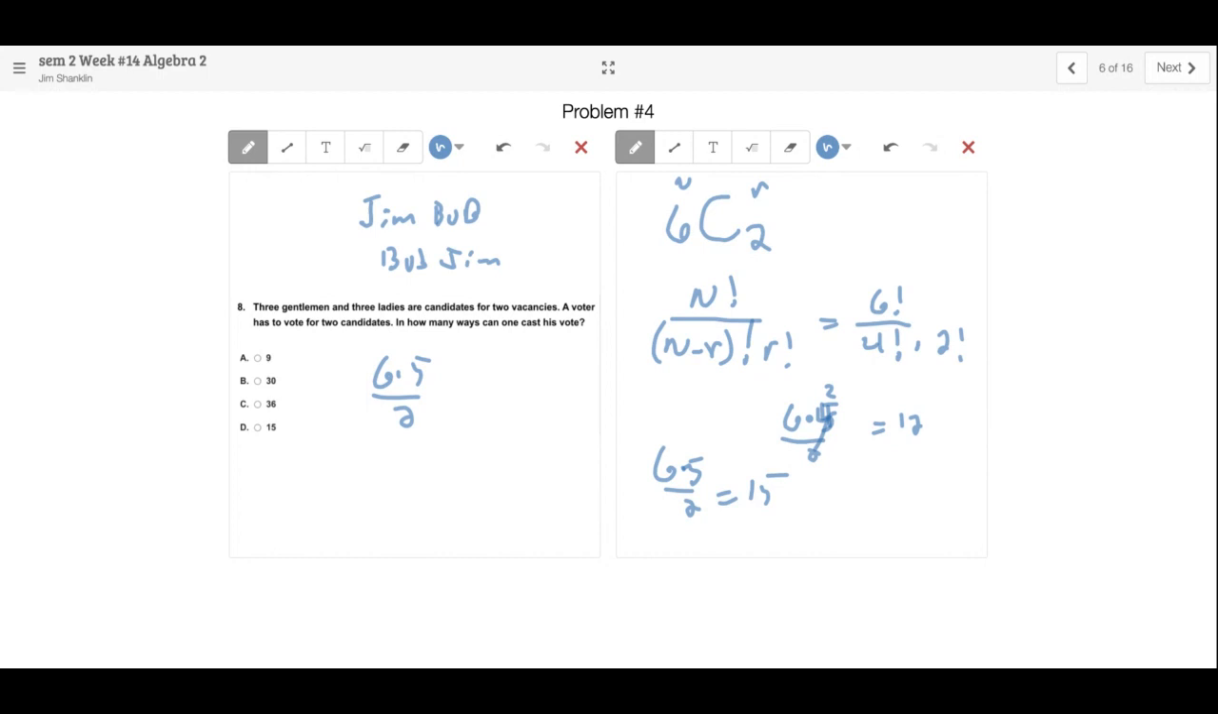So when you're doing combinations, when order doesn't matter, you don't want to just draw your lines out. That usually messes things up big time. Order matters, order doesn't matter. That's a biggie. That's where most kids struggle with this, deciding if order matters or order doesn't matter. That is the hard part.